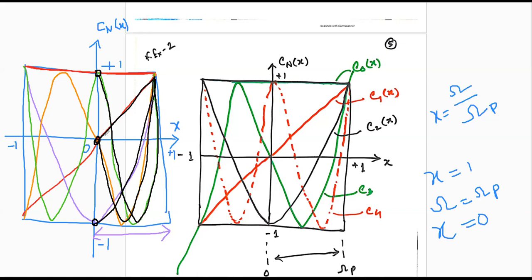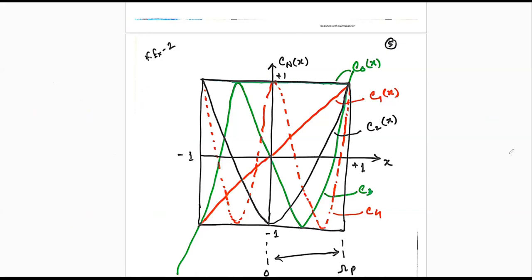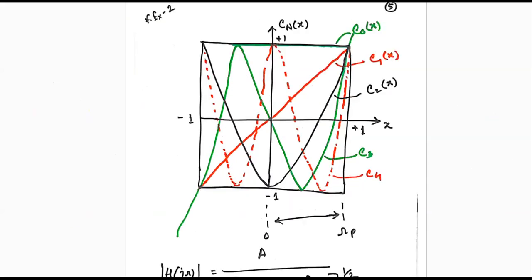So what are the things? This is for the first order. This is for the second order. This is for the third order. So you'll see how that works. And this is for the fourth order. So what are the starting points? Definitely the starting points depend on what? The starting order of the Butterworth filter.